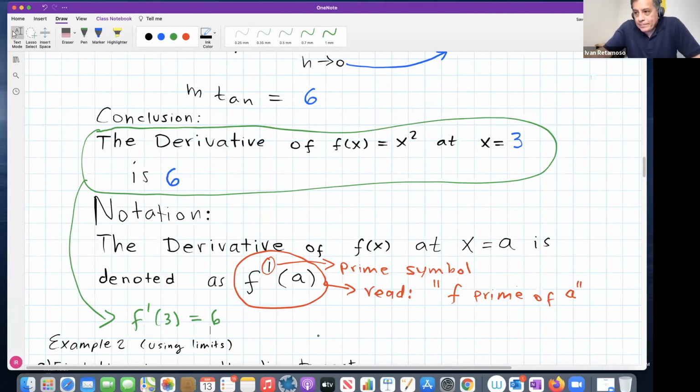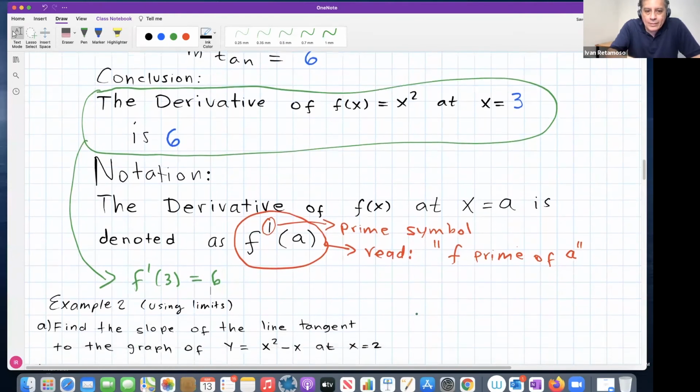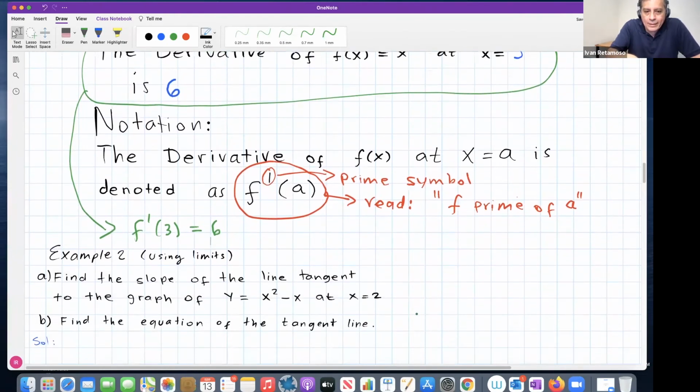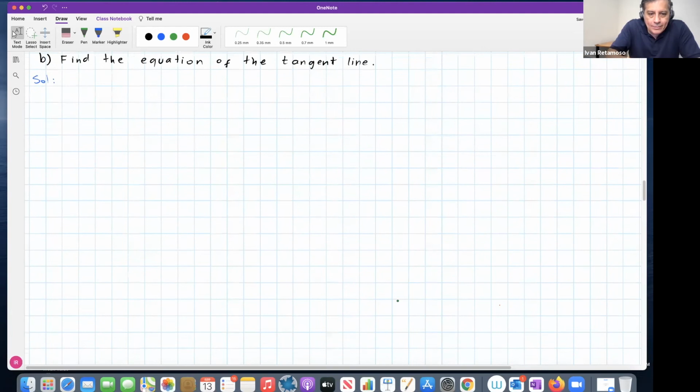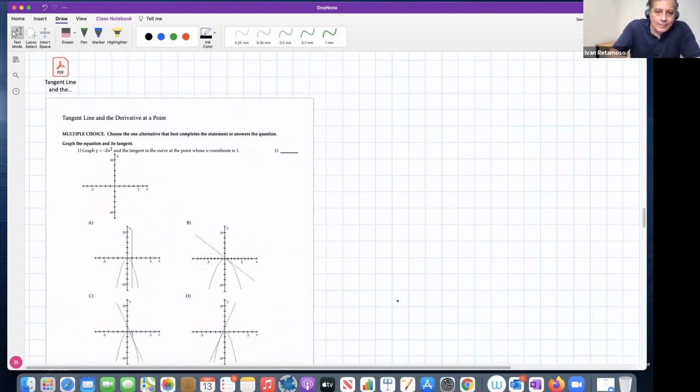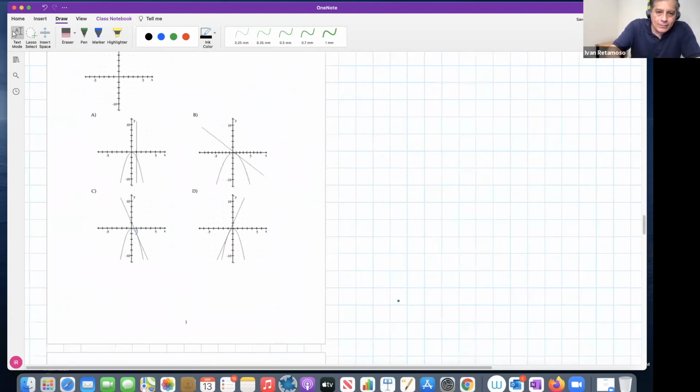Okay, guys, so this is how you should compute the derivative using the definition via limits. Now, probably before we go over the next example, I would like you to practice on the main idea of the derivative, as the slope of the tangent line. And for that, I'm going to ask you to go over these two questions that are very straightforward.